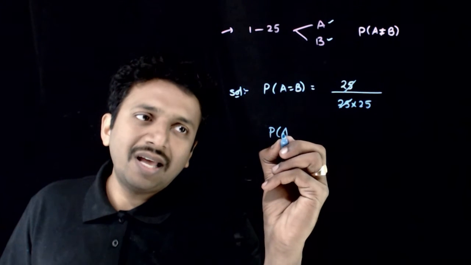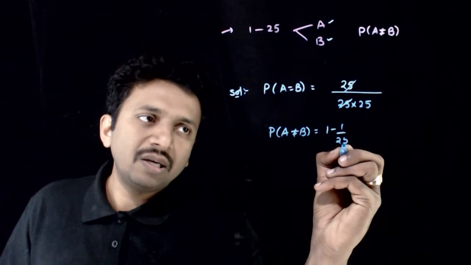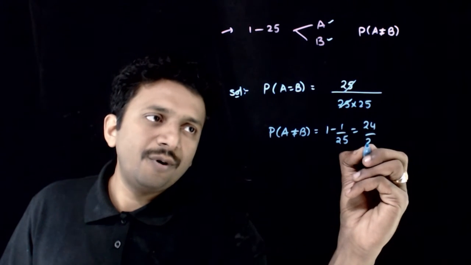So what is the probability that A is not equal to B? That is 1 minus 1 by 25. That is 24 by 25.